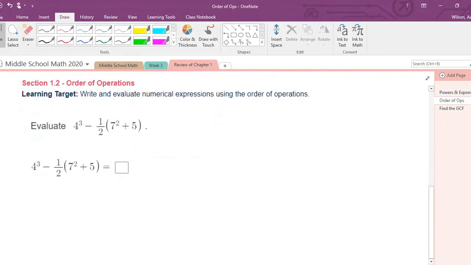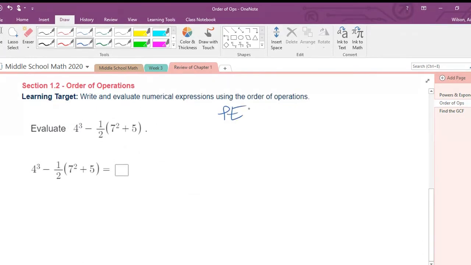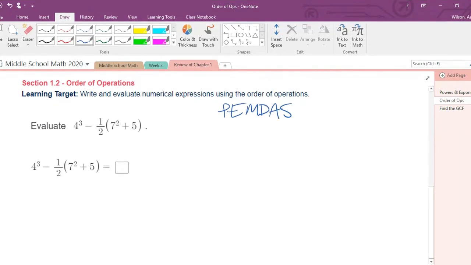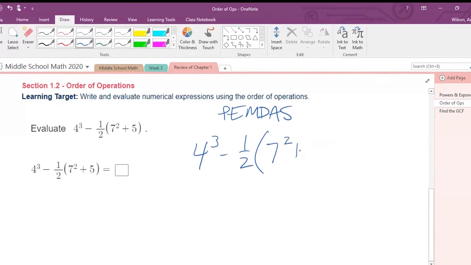On to a little bit more challenging problem. Keep in mind, order of operations, you always use PEMDAS. Please excuse my dear Aunt Sally. Here we have 4 to the third power minus half of 7 squared plus 5.